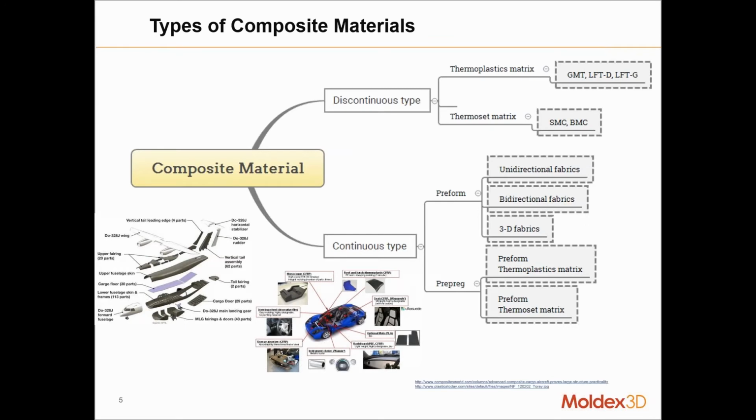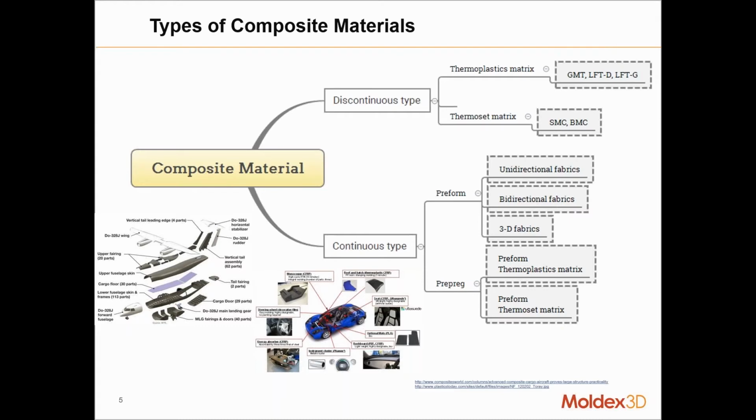So types of composite materials, typically there are two types, your discontinuous and your continuous type. The discontinuous is used in your thermoplastics, like your injection molding process, or even compression molding of thermoplastics. We have your GMT, LFTs for your thermoplastics, your thermosets for your SMCs and DMCs.